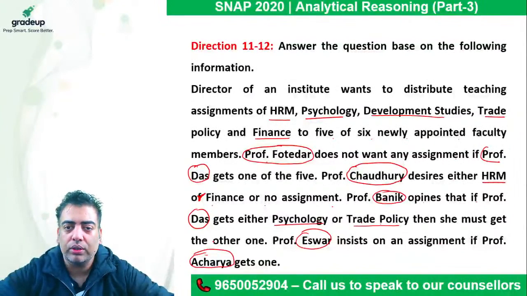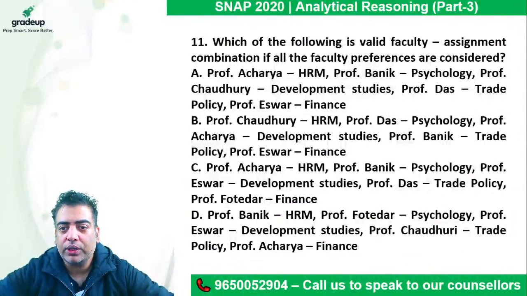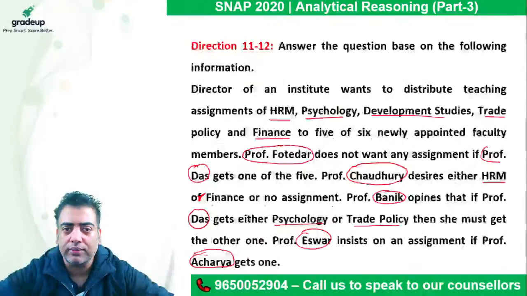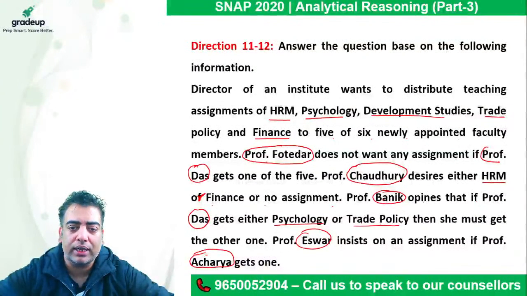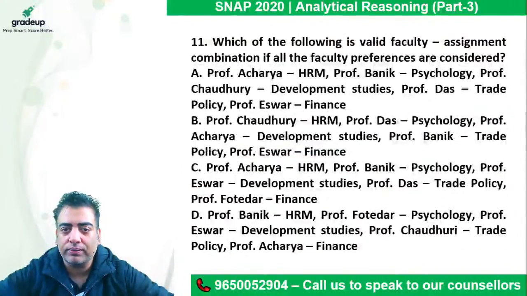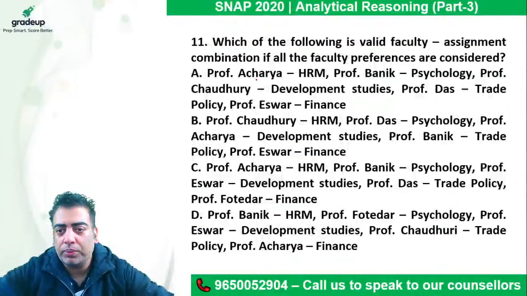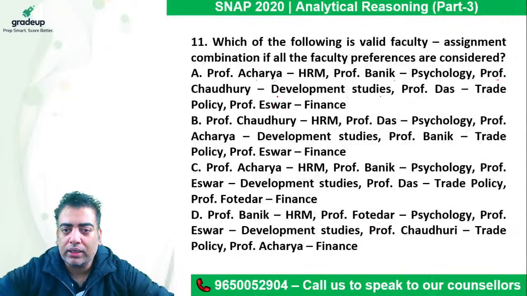So let's have a look at the questions. Which of the following is a valid faculty assignment combination if all the faculty preferences are considered? So we need to rule out the answer options. Let's have a look here. Professor Fotedar does not want any assignment if Das gets one of the 5, which means Fotedar and Das can never be together. So if we observe option 1, Fotedar and Das are not together.